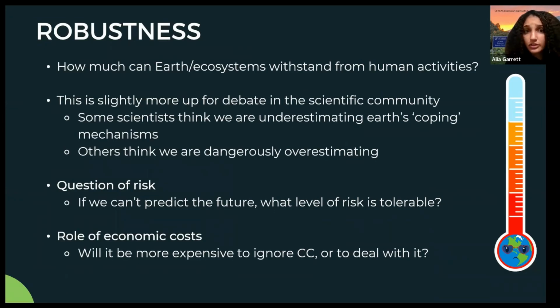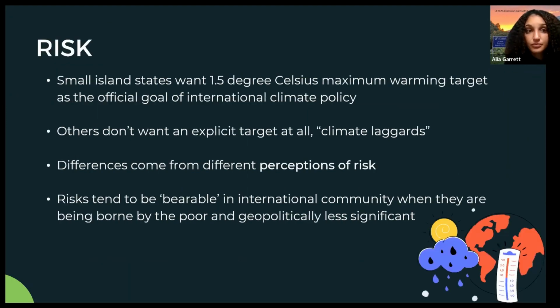Robustness. How much can the earth and our ecosystems withstand from human activities? So this is a little bit more up for debate in the scientific community. Some scientists think we're underestimating Earth's coping mechanisms, and others think we're dangerously overestimating. So this is a question of risk. If we can't predict the future, what level of risk is tolerable? And the role of economic costs also factors into this. Will it be more expensive to ignore climate change or to deal with it right now?